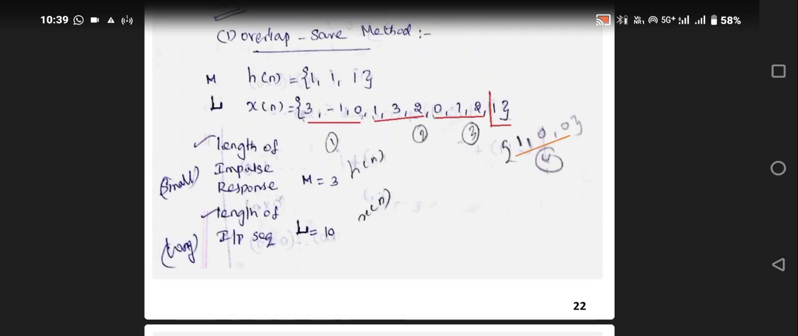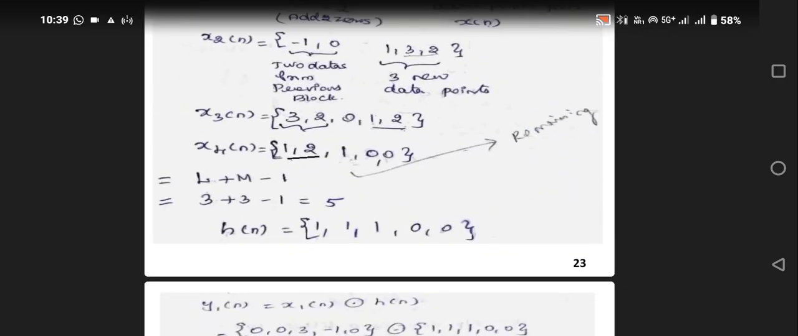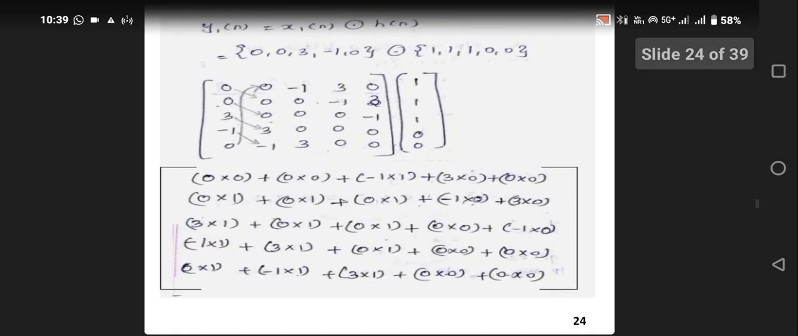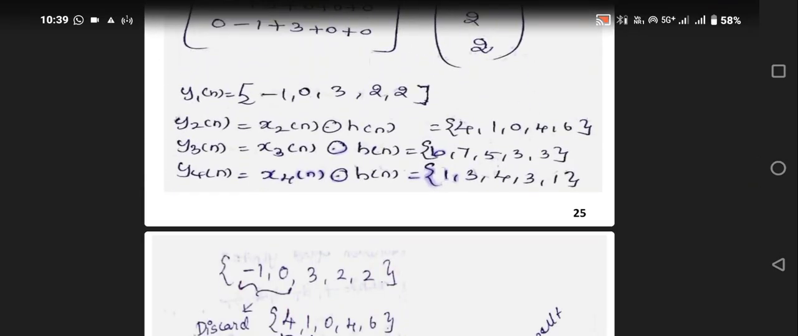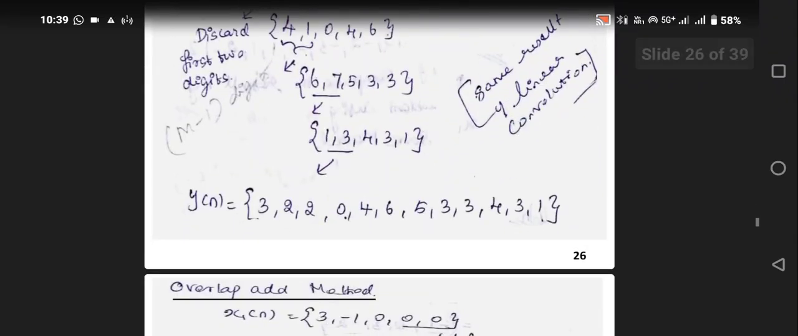X3 of n is equal to 3, 2, 0, 1, 2, x4 of n is equal to 1, 2, 1, 0, 0. Here N plus M minus 1 is equal to 5. So h of n is equal to 1, 1, 1, 0, 0. After performing the Z conversion, we can find the answer. Y of n is equal to 3, 2, 2, 0, 4, 6, 5, 3, 3, 4, 3, 0.